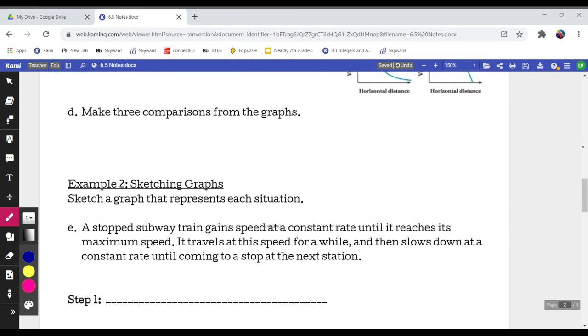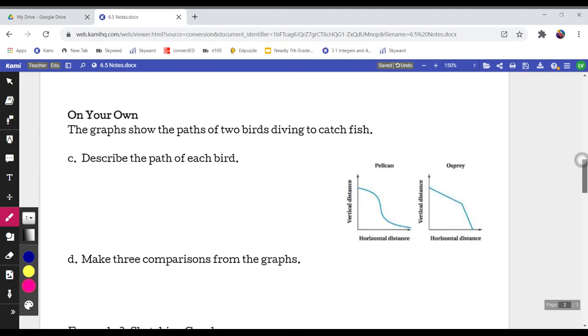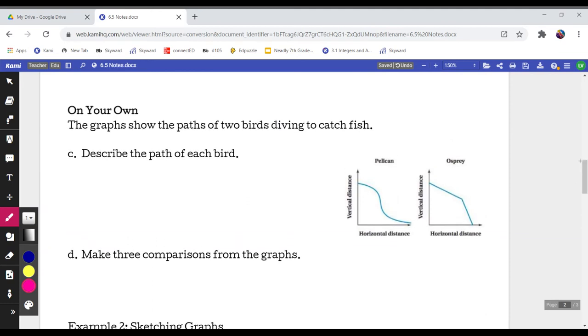So now we want to try the on your own on the next page. The graph shows the path of two birds diving to catch fish. We're going to describe the path of each bird. So we're going to start with the pelican. Pelican is the first graph. If you notice, it decreases at a constant rate.